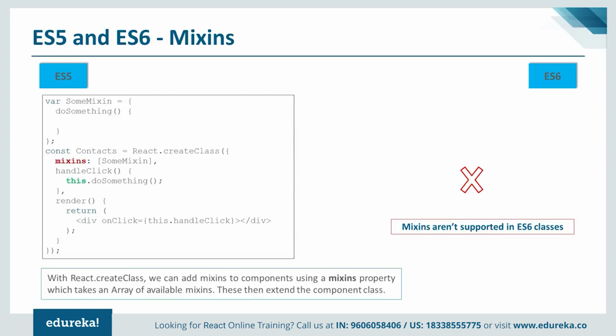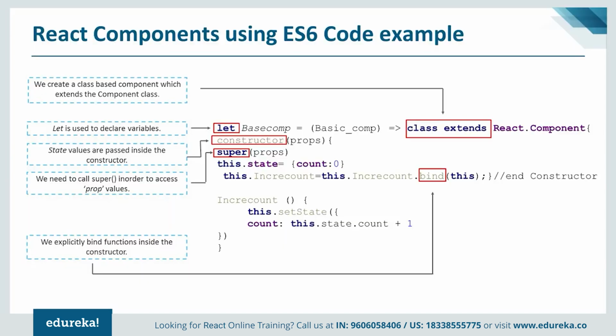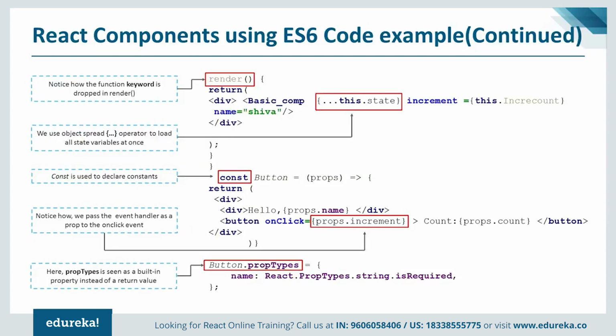Now, we have seen the demo of the ES6 class. Whatever we have seen in the demo is that now we are using let, we are using a constructor, we are declaring the state in the constructor itself, and instead of React.createClass, we are using a class which extends React.Component. So this is the recap of whatever we have seen just now in the demo and in the other slides.